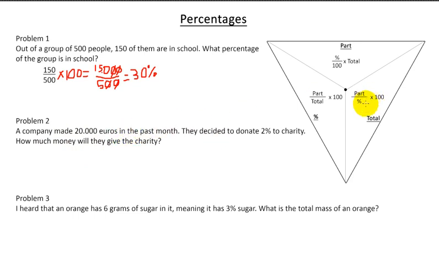a part and give it to charity. So what you can understand from this is that we're looking for the part. The total is the 20,000, of course, and the percentage is right here, the 2%. So since we're looking for the part, what does it say we should do here? We should take the percentage over 100 times the total. So 2 over 100 times the total, so times 20,000.